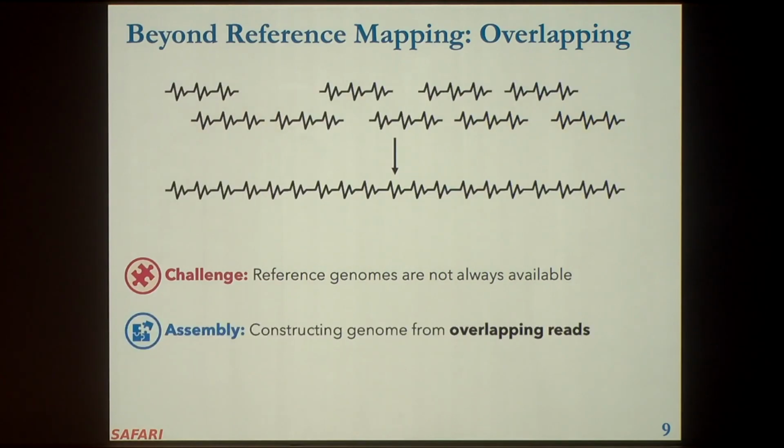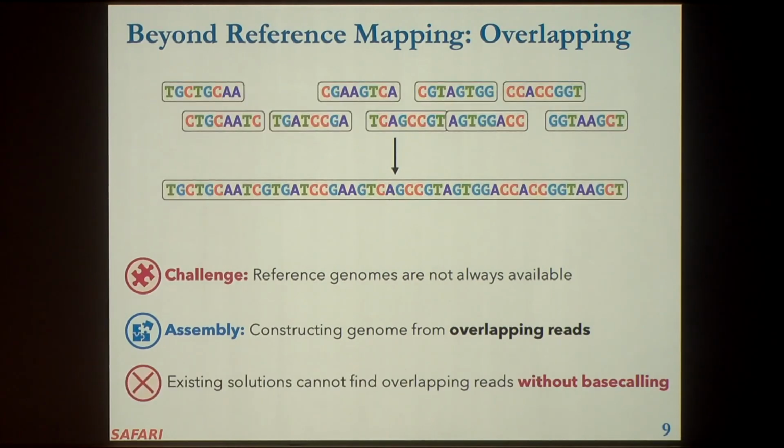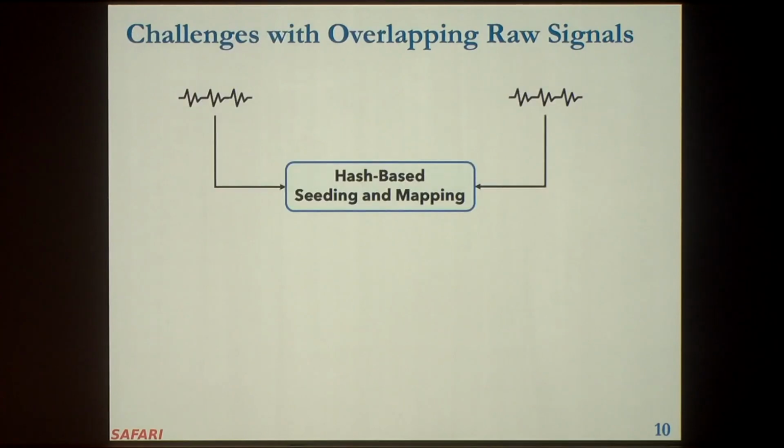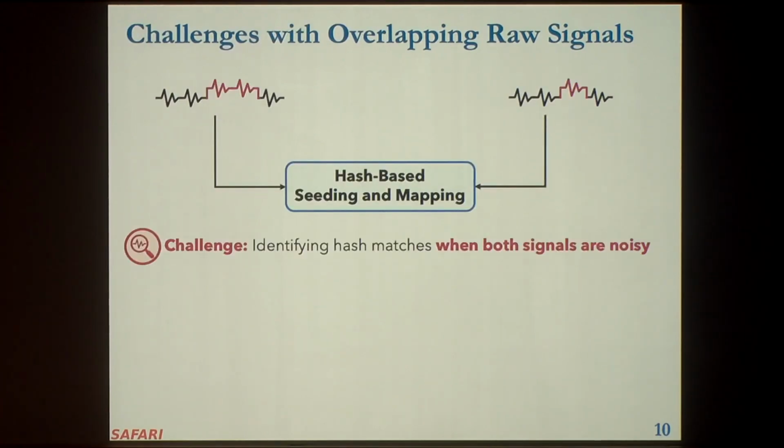Then what you can do is construct the genome itself, building the assembly from these overlapping reads, but we cannot really do this without base calling, because there are certain challenges to it. The first challenge is that instead of dealing with one noisy raw signal, now we have two noisy signals that we need to map to each other.